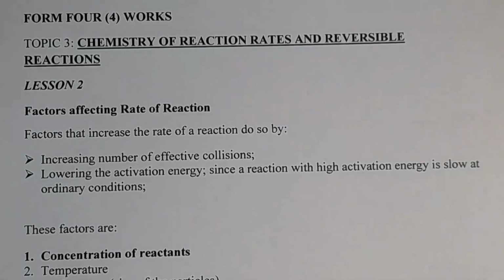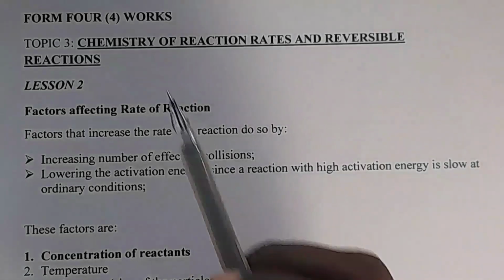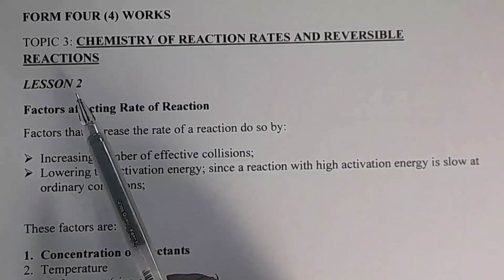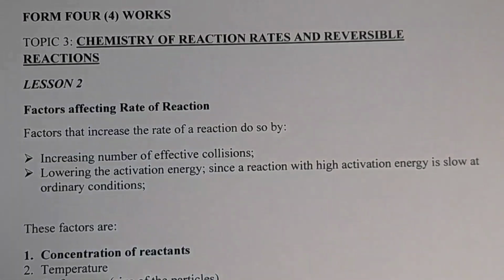Hello students, welcome. Previously, Form 4, Topic 3, Lesson 1, we dealt with the introduction to the chemistry of reaction rates and reversible reactions. Today, Lesson 2, we are going to do factors affecting the rate of reaction. Factors that increase the rate of reaction do so by, number 1, increasing the number of effective collisions, or increasing the number of successful collisions.